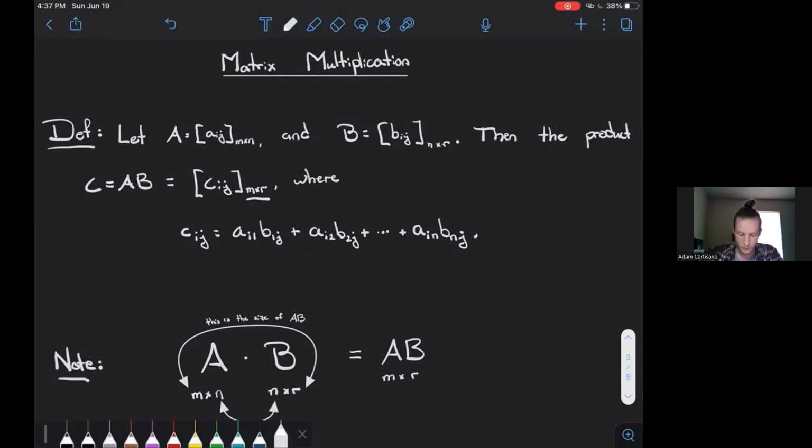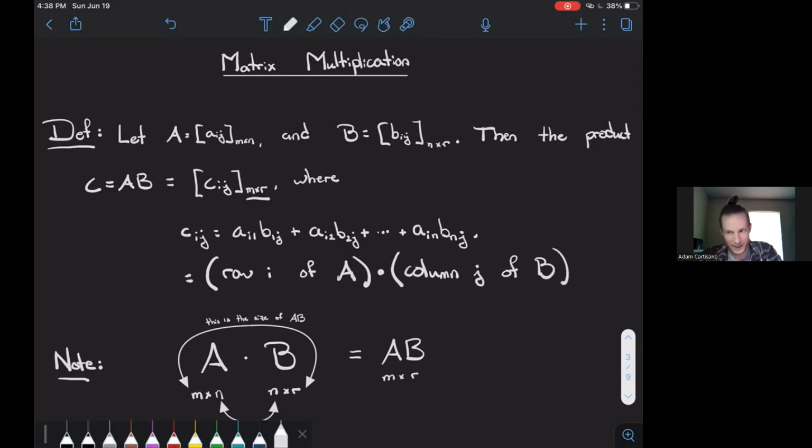What you do is you dot row number i of matrix A with column number j of matrix B. Row i of A is a vector dotted with column j of B.